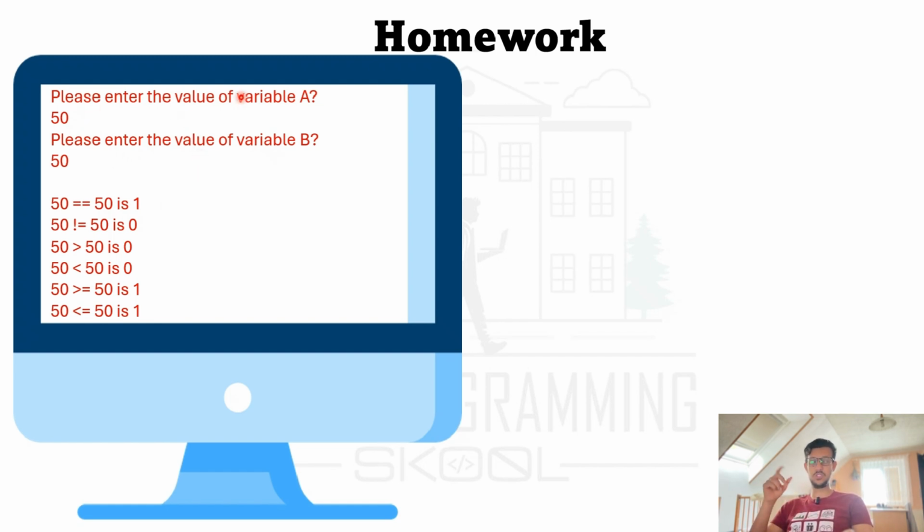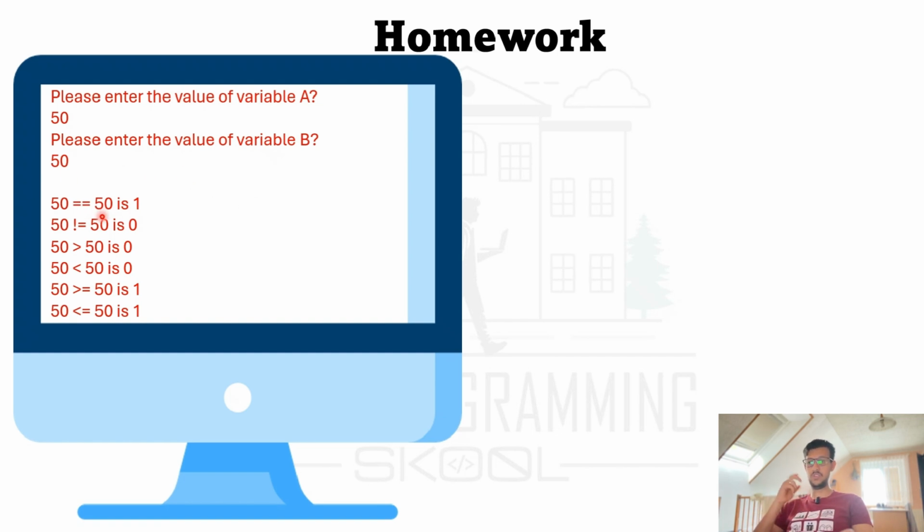To display this question, you will use the cout object, and to let the compiler read the value from the user through the console screen, you will use the cin object. After that, display another question: Please enter the value of variable B, and read the number from the user. Then I want your program to apply the relational operators, which is a comparison between these two values that you read from the user.